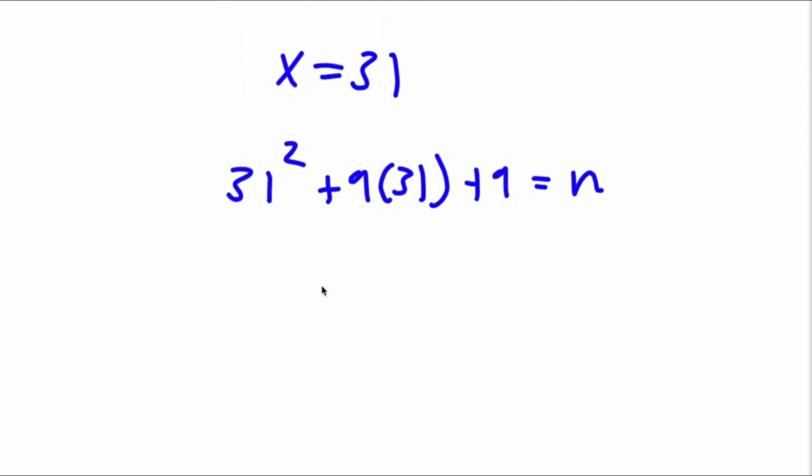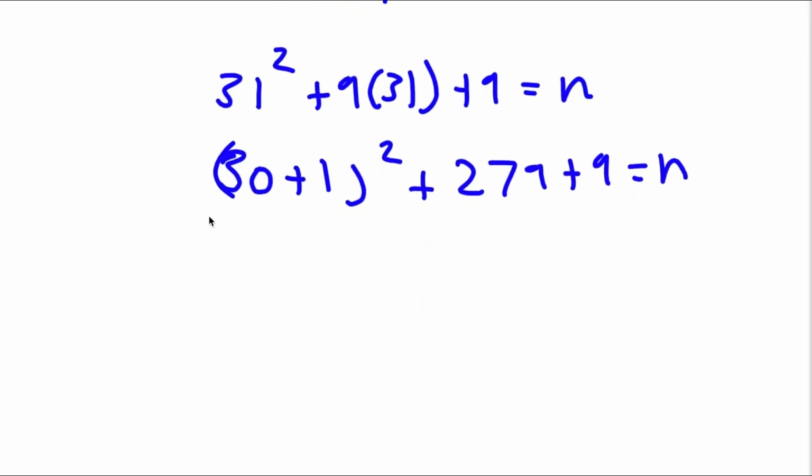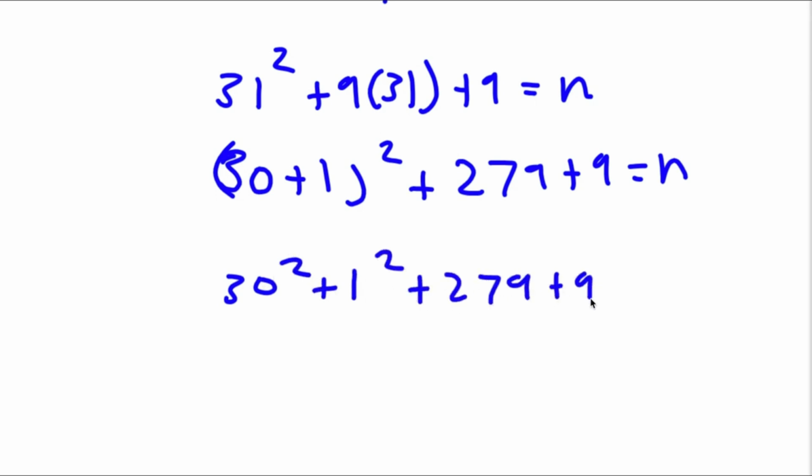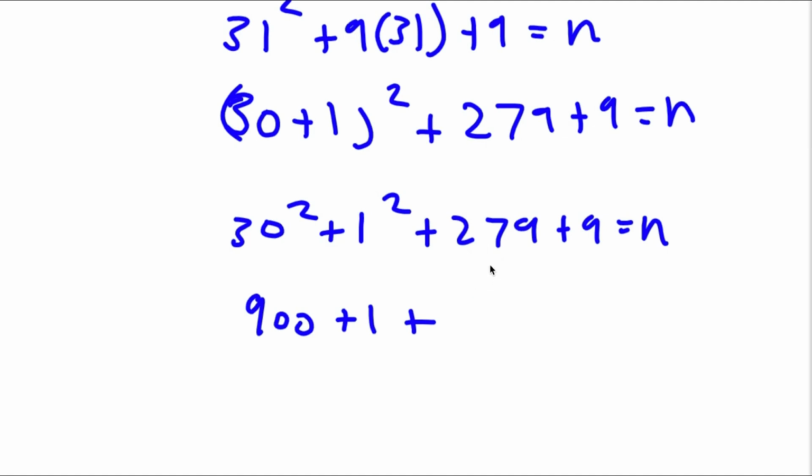Now 30 squared is the same thing as 30 plus 1 squared, plus 9 times 31 is simply going to be 279, plus 9 equals n. Now this is the same thing as 30 squared plus 1 squared plus 279 plus 9 is equal to n. 30 squared is 900, so I have 900 plus 1 plus 279 plus 9, which is going to be 281.